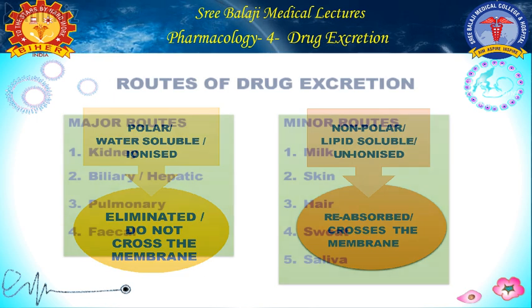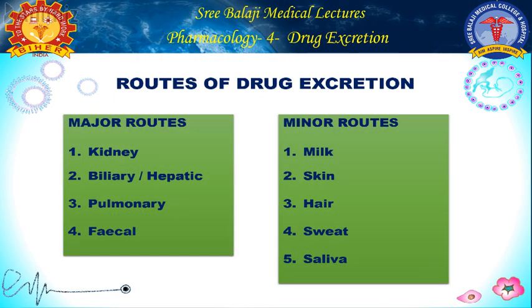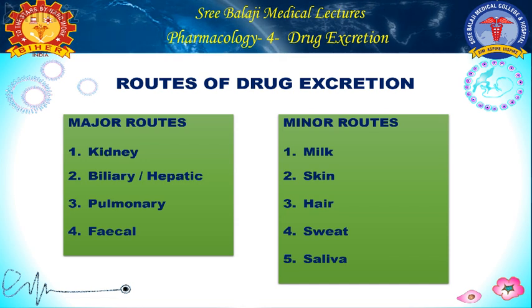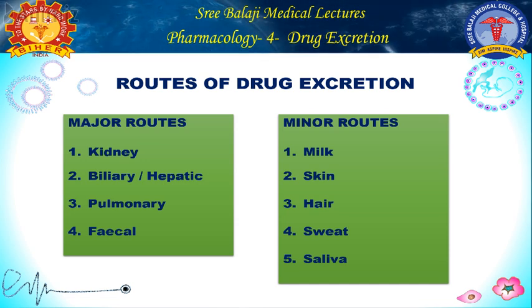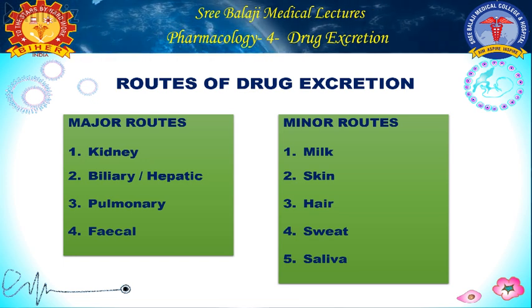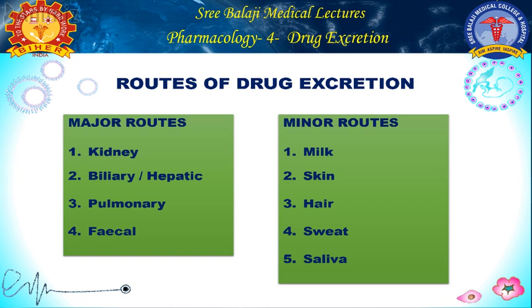membrane. So coming to the routes of drug excretion, we have two routes, major routes and minor routes. The major routes include kidney, biliary, pulmonary and fecal routes of excretion, whereas the minor routes include breast milk, skin, hair, sweat and saliva.